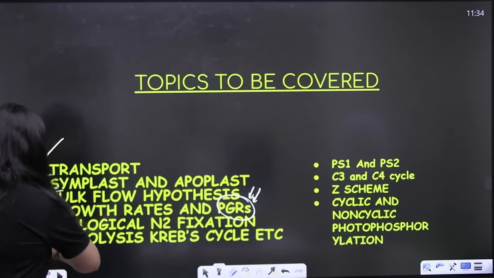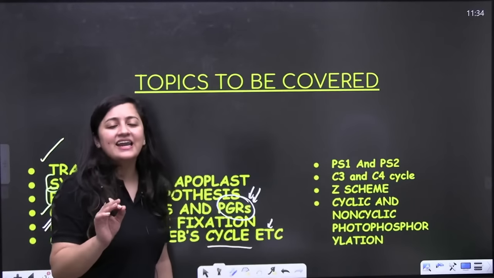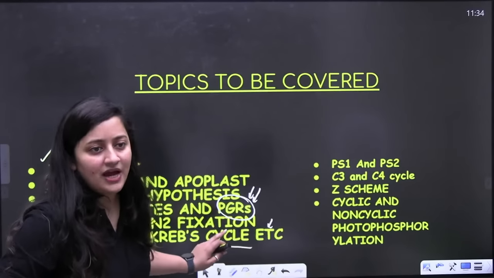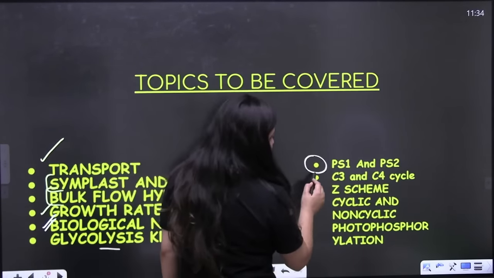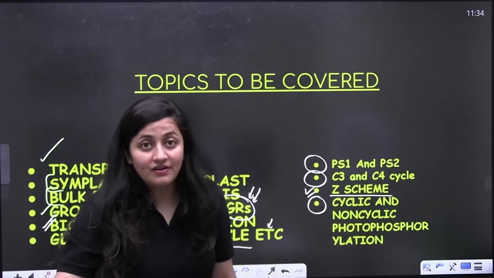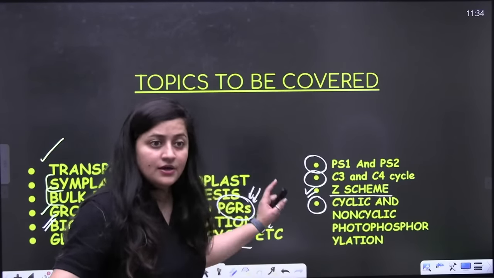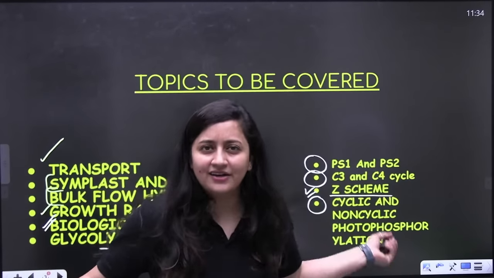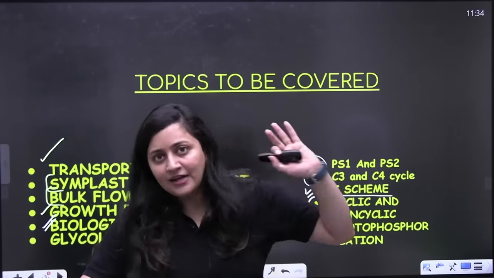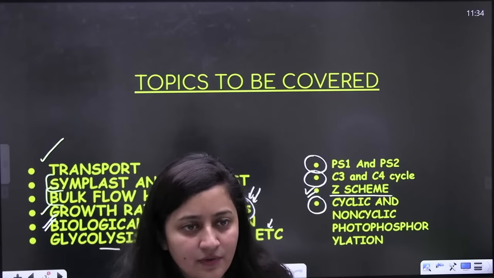Secondly, nitrogen fixation, very important. And from glycolysis, Krebs cycle and ETC, I'll directly tell you what kind of questions can come in your exam. Then PS1, PS2, C3, C4, the Z scheme in a very easy way, and cyclic and non-cyclic photophosphorylation. If you have any doubt related to these topics, I'll cater to that. Today, we are only going to revise the things from the NCERT.